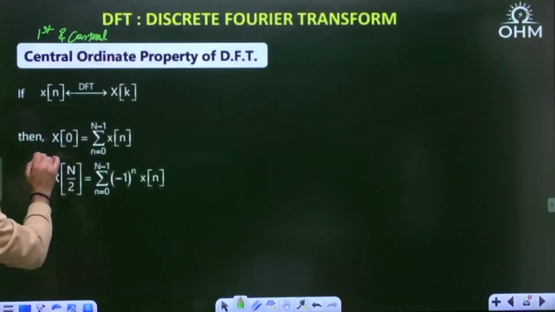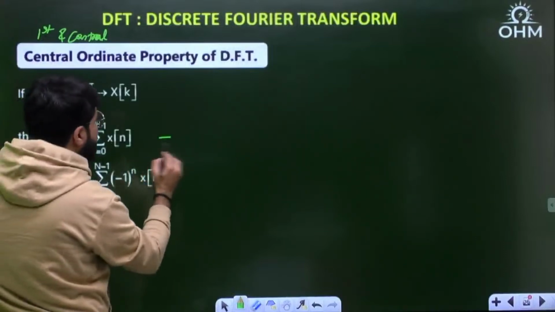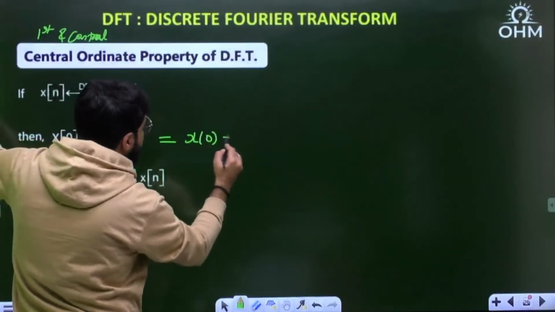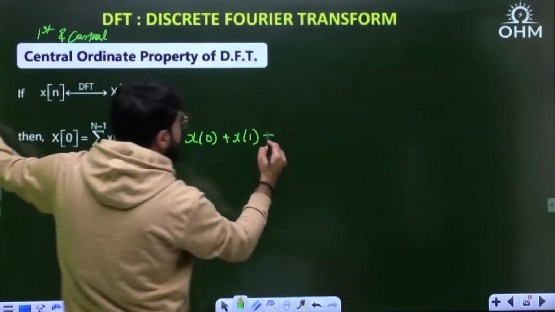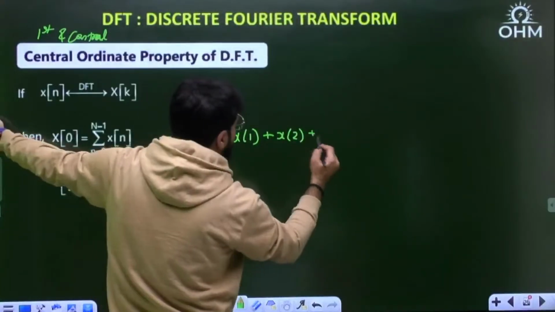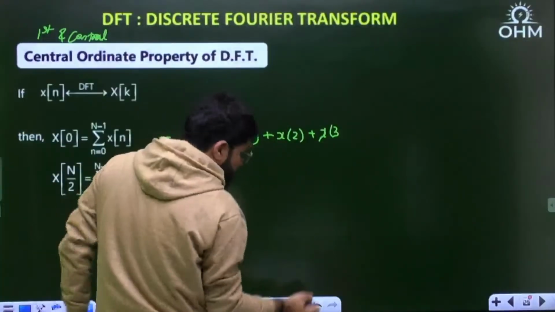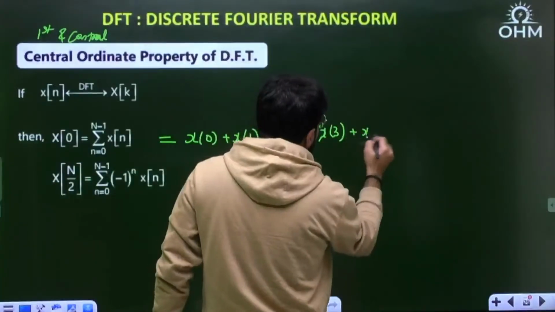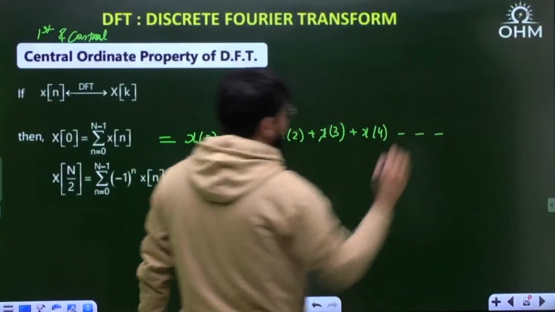What is the first ordinate? That is X0. What is X0? Capital X0 is the summation of xn. What do you mean by summation of xn? It means x0 plus x1 plus x2 plus x3, plus x4, and so on, whatever be the length of the signal, till x of n minus 1.